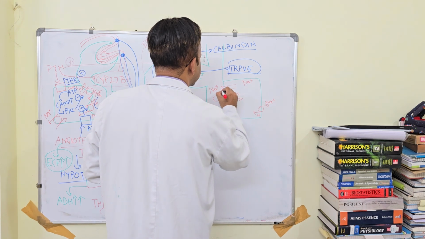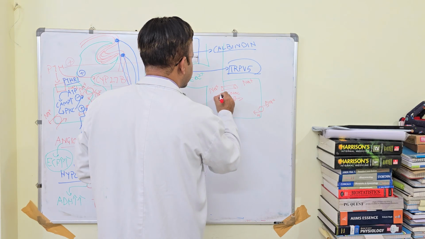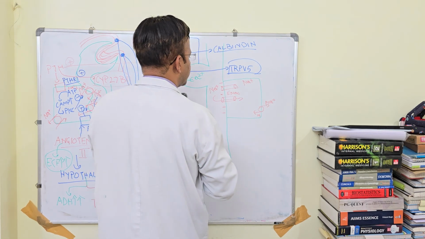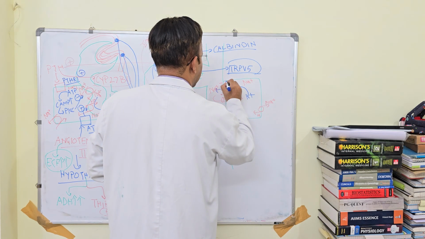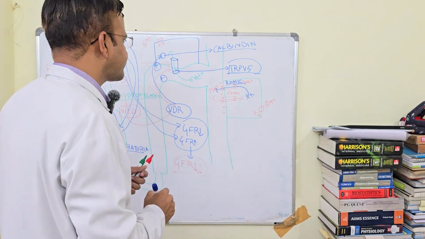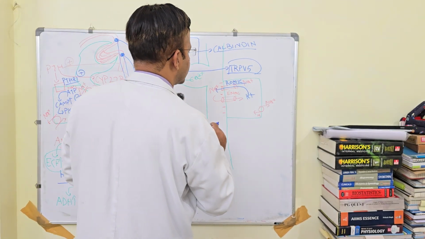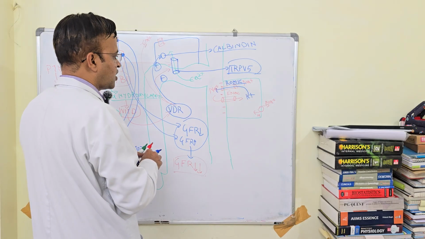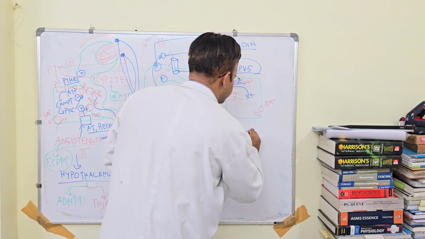Why do you need ROMK channels? Because when sodium goes through this side, the whole inside of the collecting duct becomes negative, right? And this sucks out which ion? Potassium ion outside, right? So you have ROMK channels. Now there is one hormone called aldosterone, right? Now aldosterone stimulates all these steps.